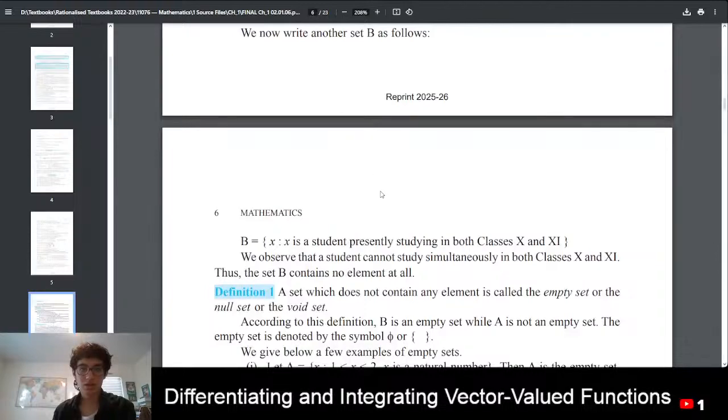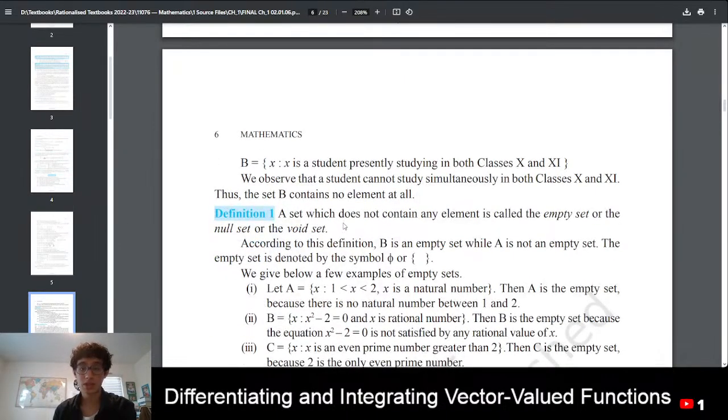We can now write another set as follows. Okay, so this is what they're getting at. So x is going to be a student who's presently studying in both classes 10 and 11. That's impossible, right? A person can't be in both. So there isn't going to be anything within the set. B is going to be the empty set.